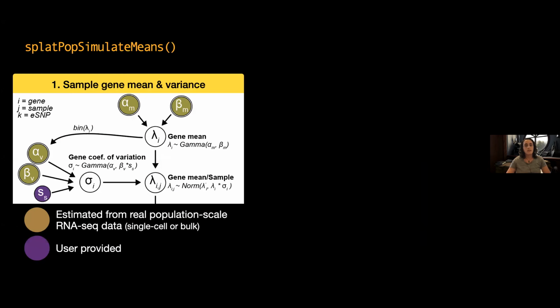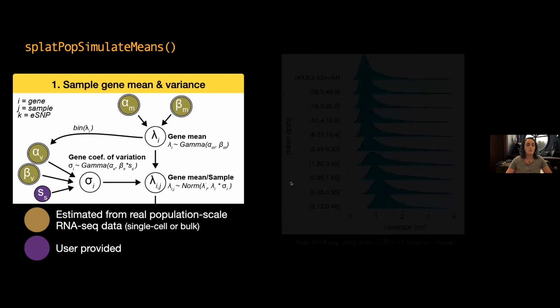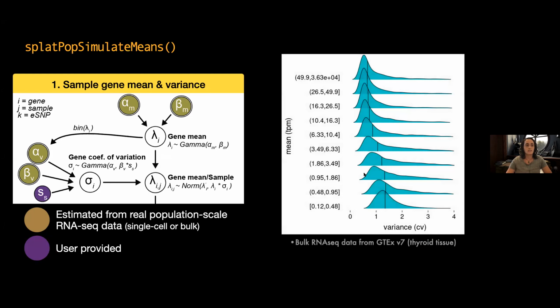So the first step is simulating gene means. The gene mean for each gene is sampled from a gamma distribution that's parameterized from real population-scale RNA-seq data. And when we look at real expression data, we can see that the variance in gene expression across individuals is related to the gene mean, where lowly expressed genes like these ones down here have greater variance.